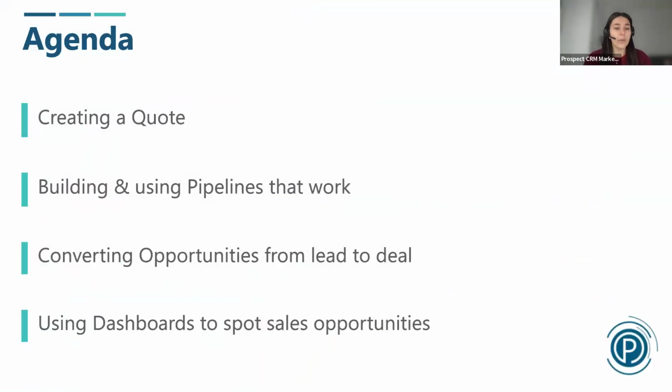Let's take a quick look at what we'll be covering in today's session. We've broken it down into 4 key areas to give you a complete understanding of how to effectively use codes and opportunities in your sales process. First, we'll start with creating a code, where I'll walk you through the steps to set up a code. Next, we'll move on to building and using pipelines that work. Here, we'll explore how to create a sales pipeline that's not just a tracker, but a strategic tool to help you manage and advance deals through the sales cycle.